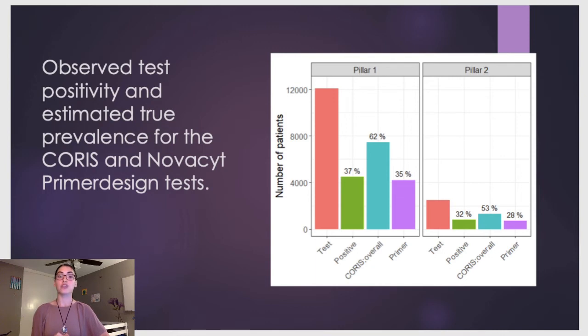In both pillars 1 and 2, Chorus Bioconcept had estimated more true positives than the observed number of positives, rather than the Novacyte Primerdesign, which estimated slightly fewer positives than the observed positives.